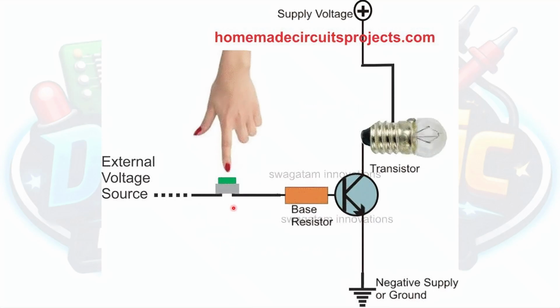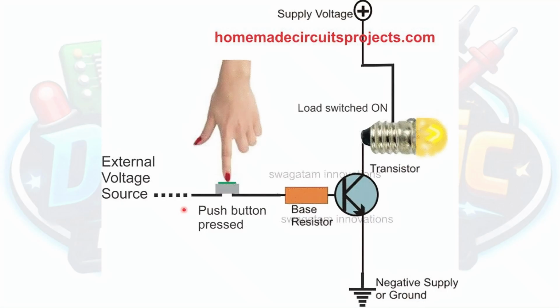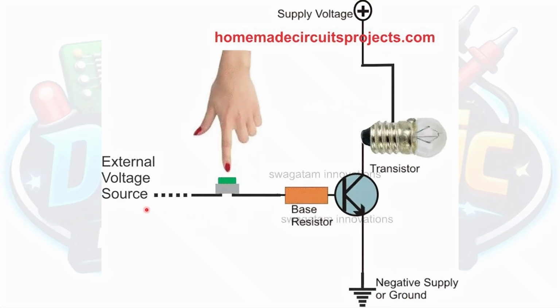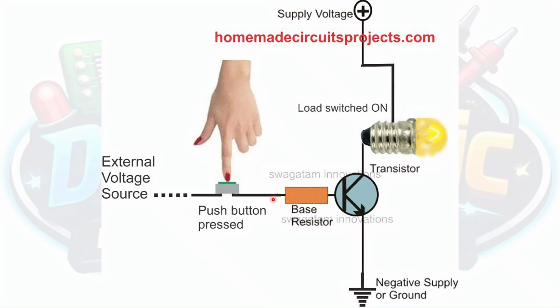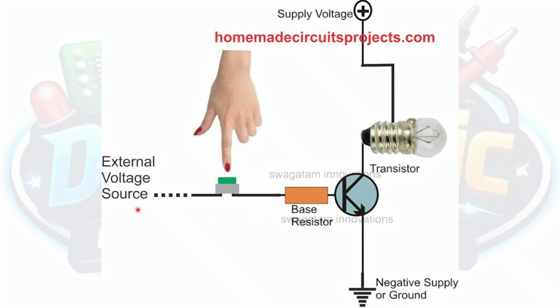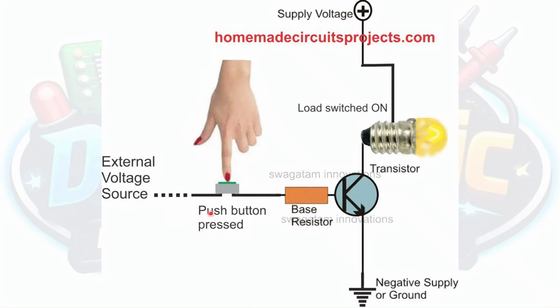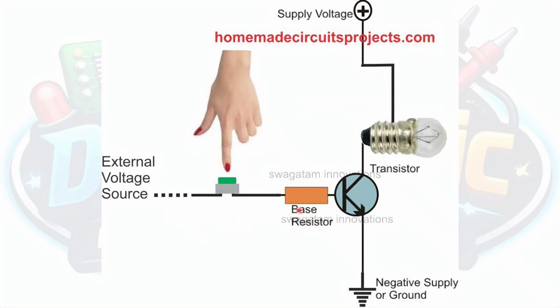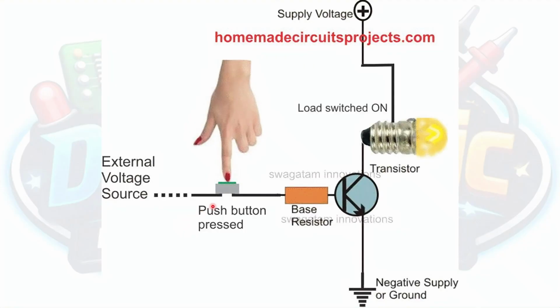Now, when the push button between the base resistor and the external voltage source is pressed, this branch closes. And when it's not pressed, the branch between the base resistor and the external voltage source opens up. So when the push button switch is pressed, current flows to the base. When the push button switch is not pressed, the branch is open, so there will be no base current.